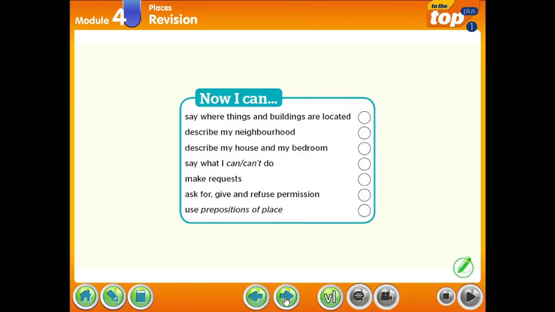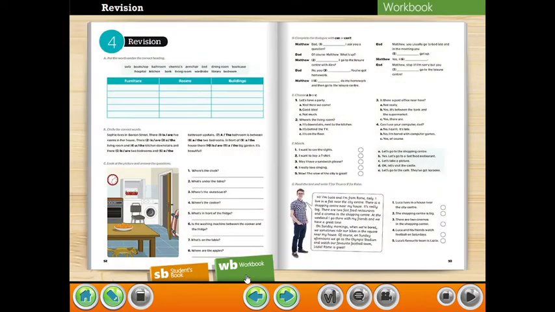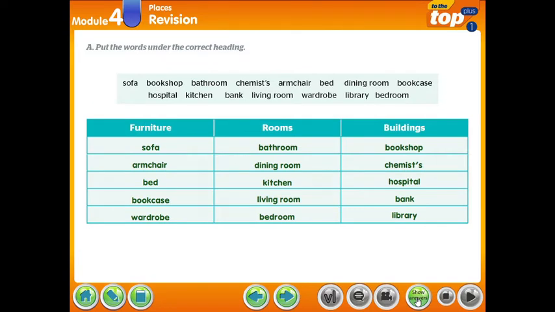And that's it. We have finished the revision from the activity from your book. Now let's move to your activity book or workbook, whatever you call it. Here you have to put the words in the right column. Is it furniture, room, or building? Ta-da-dum! The solutions are here.